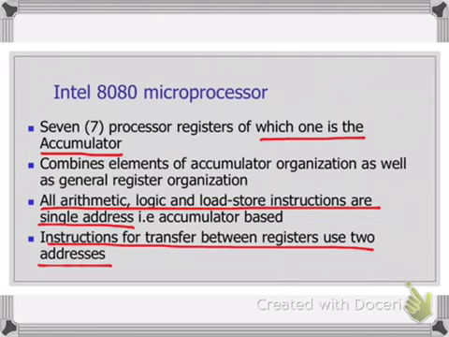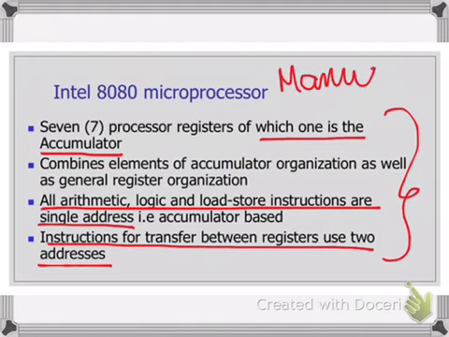So this is the case for the Intel 8080 microprocessor. And from where do you get all this information? You get it in the reference manual of that particular computer. You can check the manual of any computer and you will find that it tells you how many processor registers there are, what the instructions are, how many addresses are in the instructions, and which instructions use how many addresses. Everything is given there.